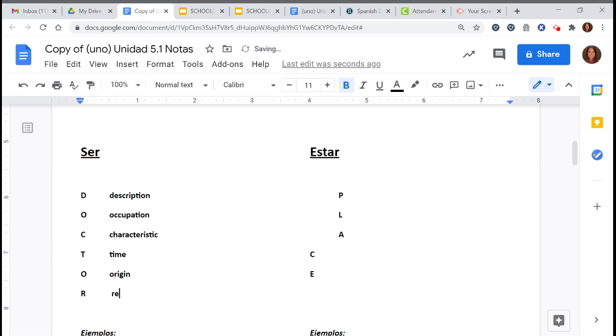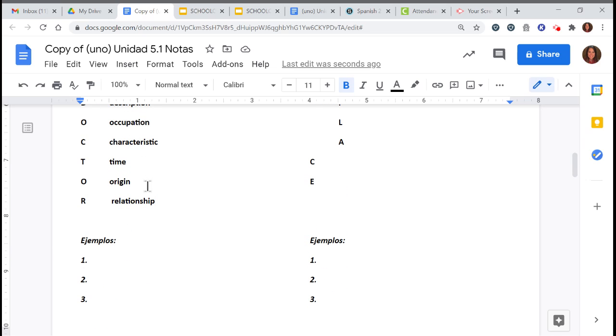And the last one, R, is relationship. If I said, he is my brother, or I am her mom, I am talking about relationships. A lot of times with family related words, we're going to use ser. Let's just write down 3 example sentences, using a couple of these points here. The first one, let's look at a description or characteristic. If I said, la mujer es inteligente, so the woman is intelligent, I'm describing her. Notice I'm using es.